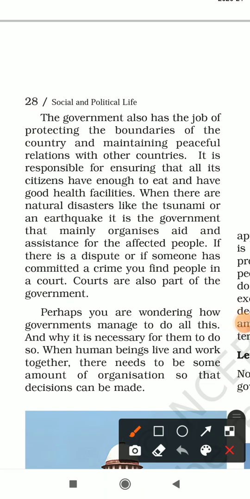The government also has the job of protecting the boundaries of the country and maintaining peaceful relations with other countries. And how does the government do this? By keeping an army. Not just keeping an army, but also maintaining it. The government is responsible for ensuring that all its citizens have enough to eat, that is, enough food supply, and have good health facilities.